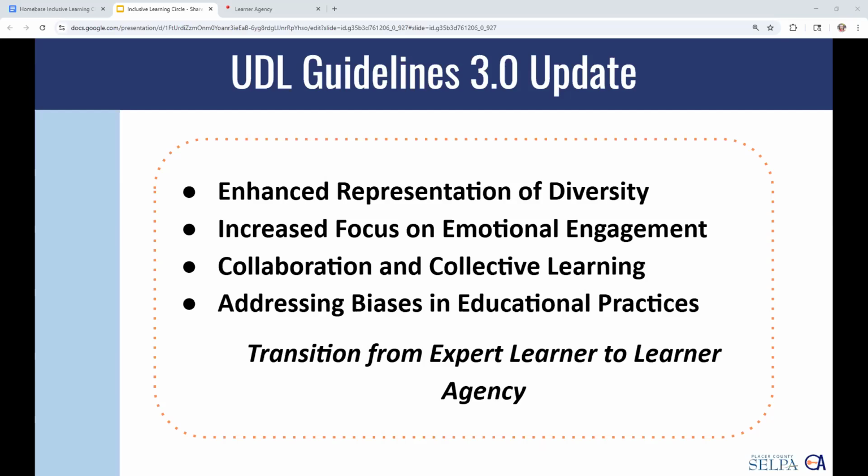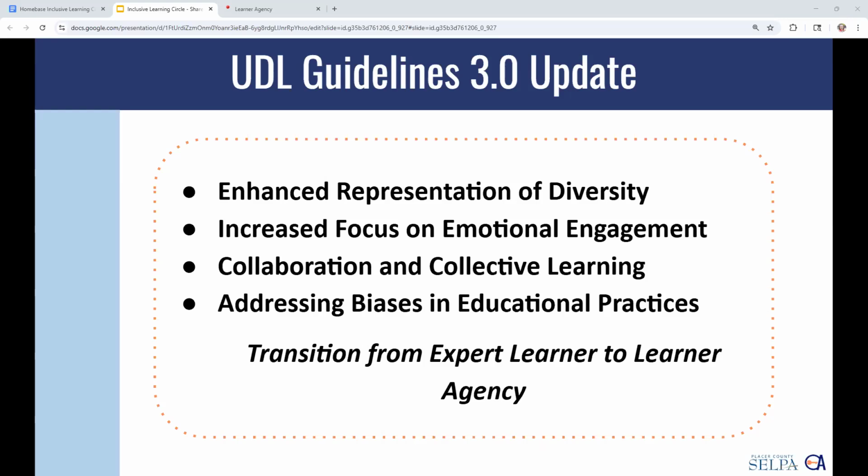Increased focus on emotional engagement. It's really about that acknowledgement of the role of emotions in the learning and promoting strategy that really nurture students' emotional well-being and their connections to the learning community. And then the third bullet of the collaboration and collective learning, it's really emphasis on fostering collaboration and interdependence among learners, enhancing that sense of community and support within the classroom.